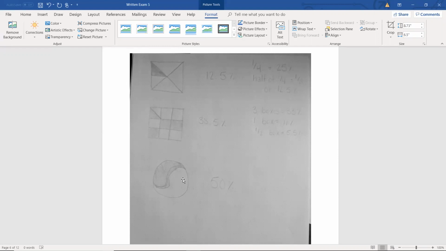So for the first one, as you can see, it's kind of broken up into 4 distinct pieces if we just ignore the shaded part for now. And we know that 1/4 is 25%. So we just got 1/2 of that fourth that is shaded, which is 1/8. We can find the percentage of that, or we can say that half of 25 is 12.5. So we know that the shaded proportion is 12.5%.